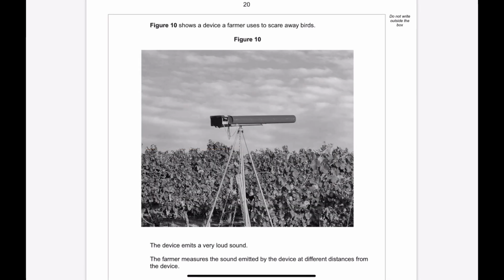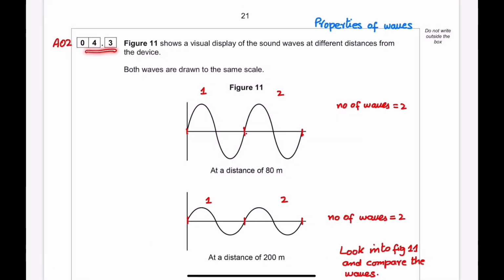Figure number 10 shows a device the farmer is using to produce the loudest sound to scare the birds. The farmer measures the sound emitted by the device at distances from the device. So this device is producing the sound as sound travels in the forward direction. 4.3 is an AO2 question, and this question is from the topic of properties of waves. Figure number 11 shows a visual display of the sound waves at different distances from the device.